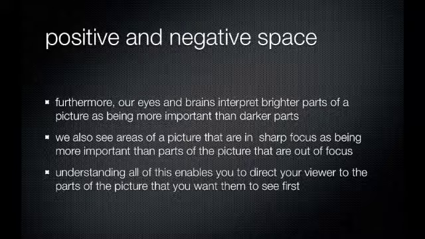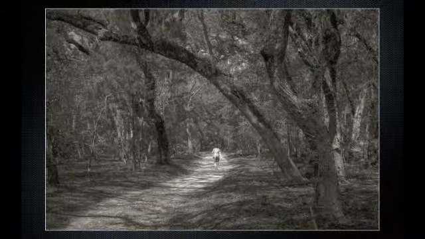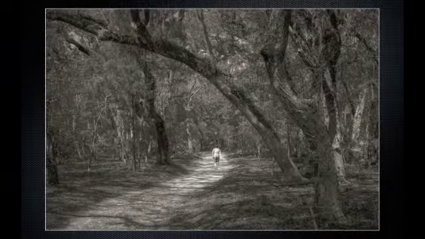Furthermore, our eyes and brains interpret brighter parts of a picture as being more important than darker parts. We also see areas of a picture that are in sharp focus as being more important than parts of the picture that are out of focus. And when you understand all of this, it enables you to direct your viewer to the parts of the picture that you want them to see first. All right, so let's look at the brighter and darker aspect of this first.